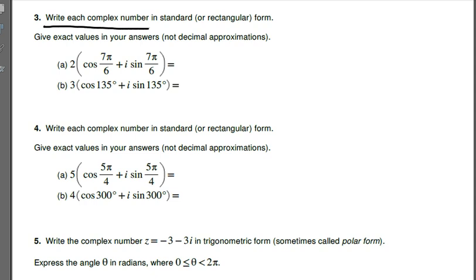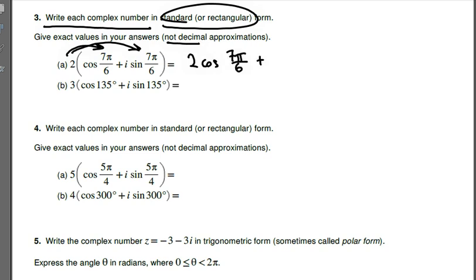Let's move on. This problem says write each complex number in standard or rectangular form. Give exact values in your answers, not decimal approximations. So here we have the trig form, 2 cosine 7 pi over 6 plus i sine 7 pi over 6. So remember, 2 is the magnitude. There's our angle there. So what we're going to do is just good old distribution. So 2 cosine 7 pi over 6 plus 2 times i times sine 7 pi over 6.